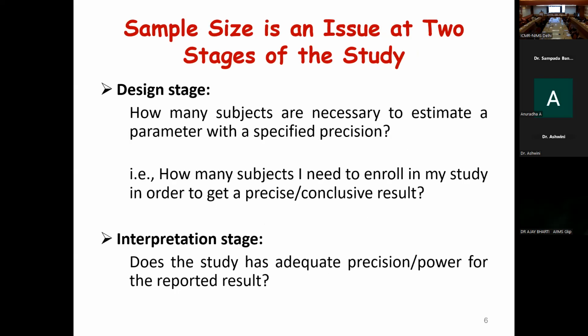Now, sample size, as I told you, is an issue at two stages. One is the design stage, the second is the interpretation stage. At the design stage, if I'm evaluating your proposal, I would definitely like to know how many participants or subjects you are going to take, right? If I'm reading your paper, before I accept your results, I would like to see whether they are coming from an adequate number of subjects or not. So this is an issue at both stages. Next, please.